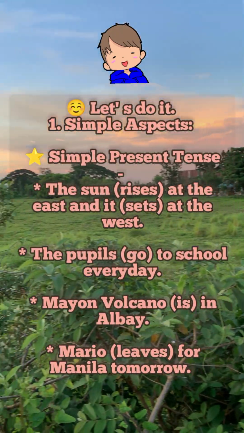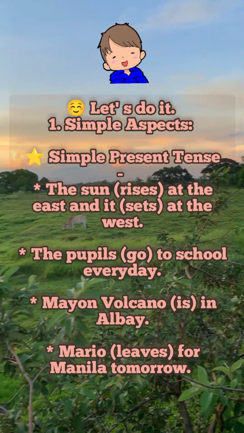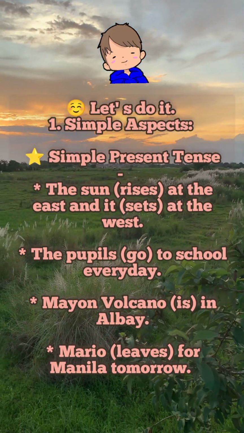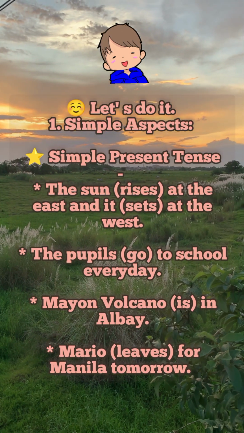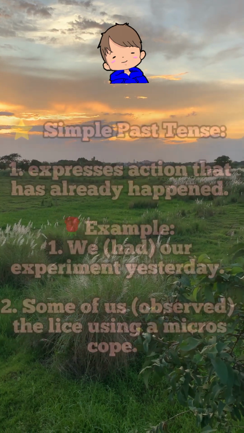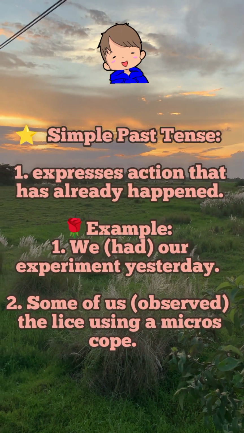Simple aspect, simple present tense. The sun rises at the east and it sets at the west. General truth. The pupils go to school every day. Habitual action. Mayon Volcano is in Albay. Permanent condition. Mario leaves for Manila tomorrow. Future expression or action.